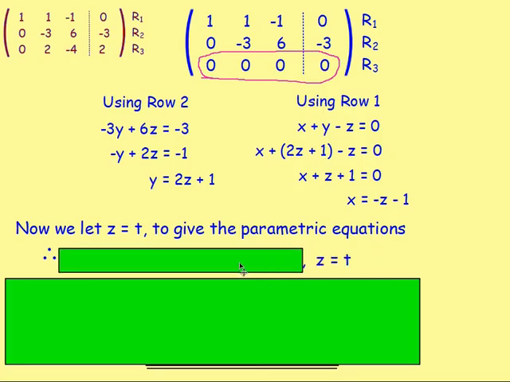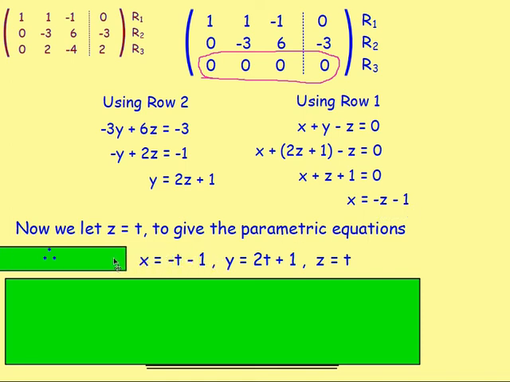Well, you would say z equals t, but it means y, instead of y equaling 2z plus 1, we replace z with t, so you'd have y equals 2t, add 1. With x, instead of negative z, take away 1, replace z with t, so you'd have x equals negative t, take away 1. This means that you will have your x equals negative t, take away 1, y equals 2t plus 1, and z equals t. That there will be the parametric equations.